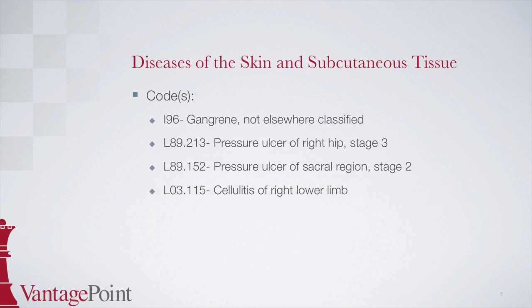So we still need to find the right lower limb, which is L03.115. The order for the codes in this scenario is important. The guidelines state that gangrene must be coded first if it's present. Then the remainder of the codes should be sequenced from most to least severe. Therefore, the stage 3 ulcer would be sequenced before the stage 2 ulcer. Cellulitis is the least severe, which is why it goes last.